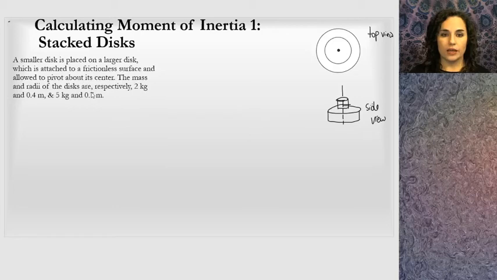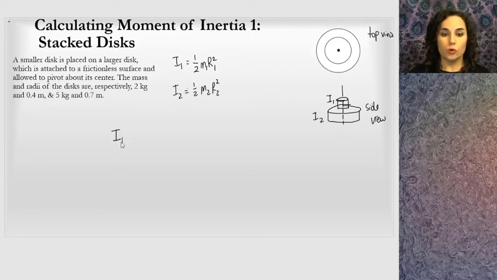The mass and radii of the disks are, respectively, 2 kilograms and 0.4 meters and 5 kilograms and 0.7 meters. So there's a smaller one and a larger one. I'm going to call the top one I1 and the bottom one I2. I1 will follow the general form for the moment of inertia of a disk. A solid disk is 1/2 mr squared. So I'm going to put m1 in here, and r1 in here. I2 is going to follow the same equation, 1/2 m2 r2 squared.